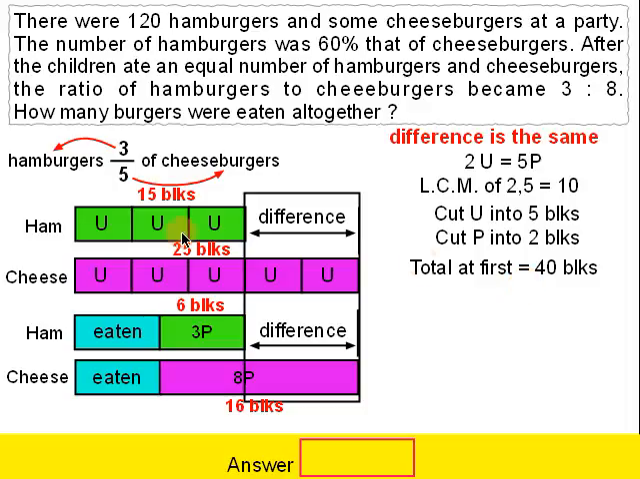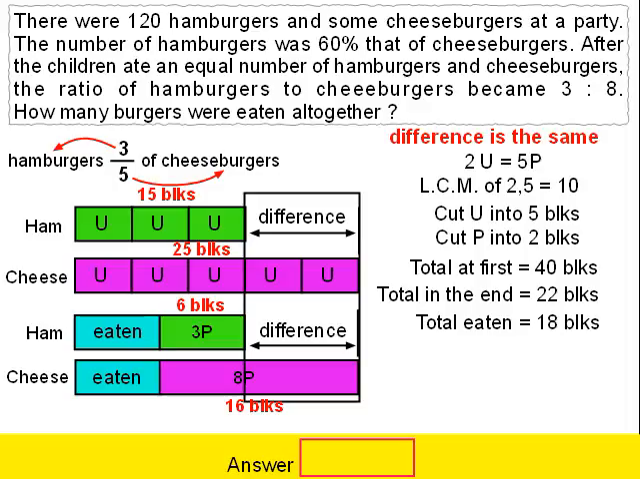Next, the total at first is equal to 40 blocks. Where do we get it? Look at the model at first: we have 15 plus 25, which is equal to 40 blocks. And the total in the end, we have 6 blocks plus 16 blocks, which is equal to 22 blocks. So how many blocks have been eaten? We take the total at first minus the total in the end. 40 minus 22 gives us 18 blocks. This is the total blocks of burgers eaten.